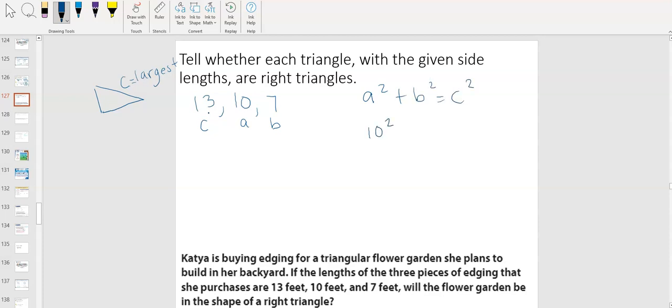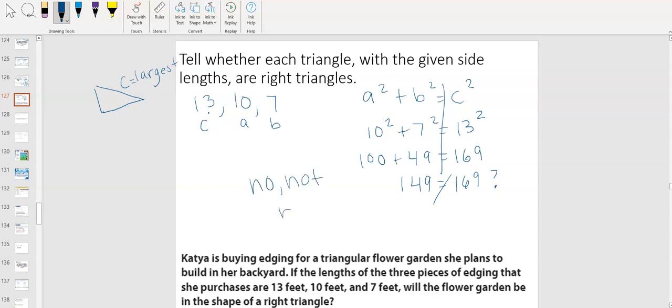And we're going to do 10 squared plus 7 squared equals 13 squared. Okay, 100 plus 49, and again, I'm going to use my calculator, and that's 169. Does 149 equal 169? Is that true? No. So therefore, no, this will not be a right triangle.